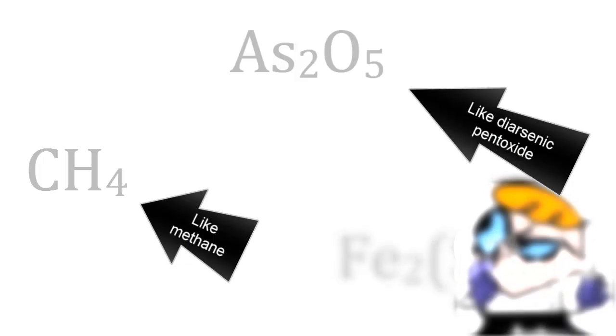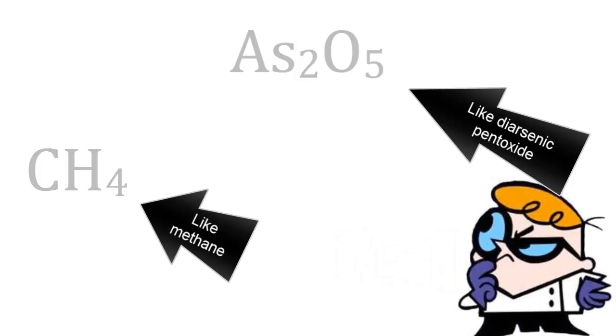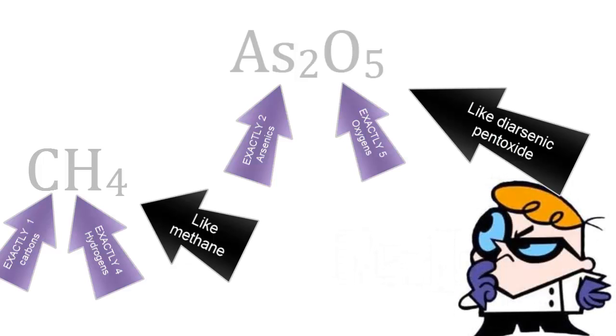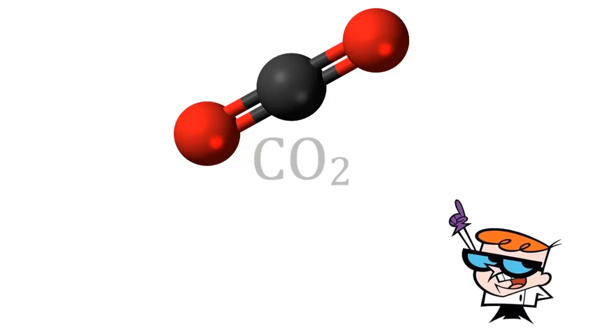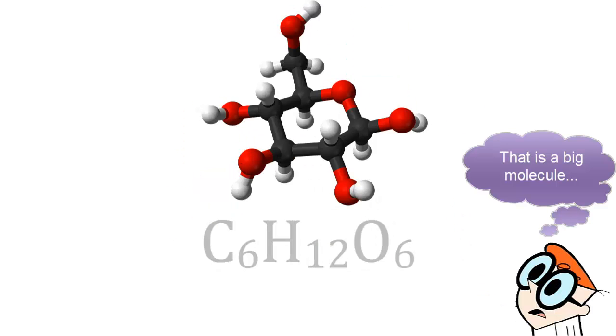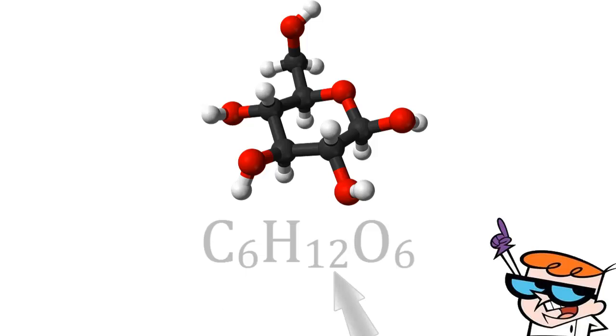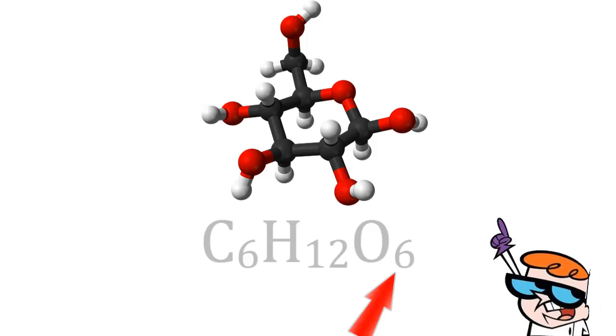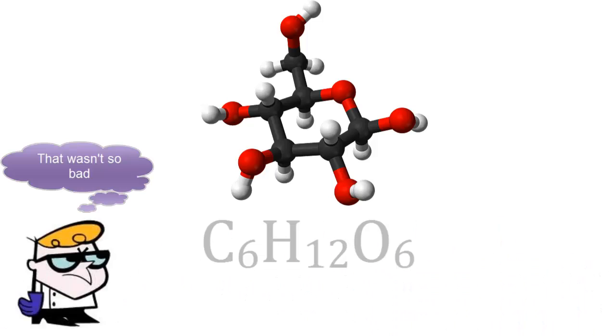In covalent compounds, their formulas are the exact number of each atom present. So each molecule of carbon dioxide is exactly 1 carbon atom bound to 2 oxygen atoms. For each molecule of glucose, it is 6 carbon atoms bound to 12 hydrogens and 6 oxygens. This is the compound's molecular formula, the exact number of each atom present in the compound.